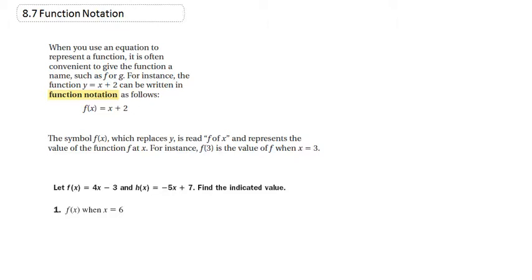This is video 8.7, function notation. When you use an equation to represent a function, it is often convenient to give the function a name, such as f or g. For instance, the function y equals x plus 2 can be written in function notation as follows. Here's an example.